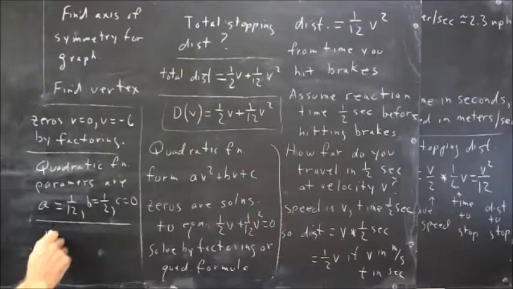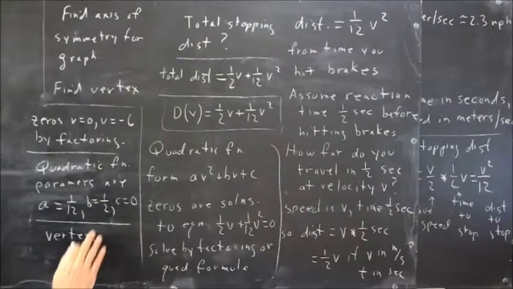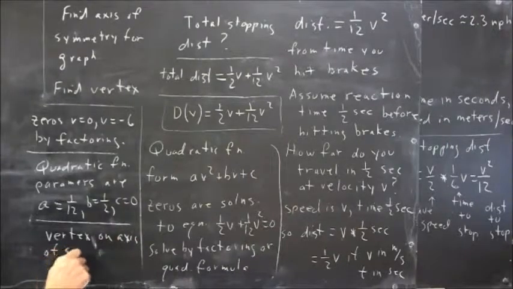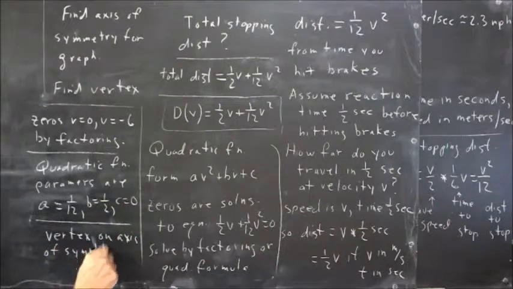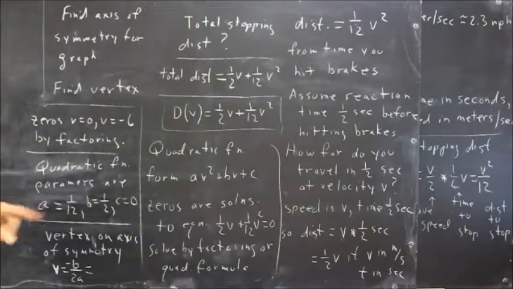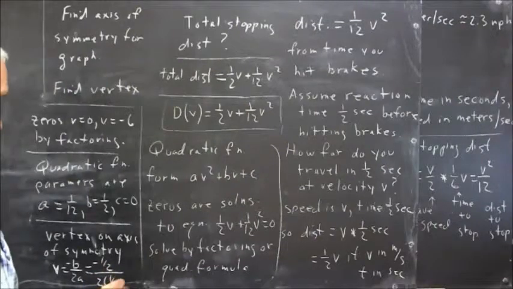The vertex is on the axis of symmetry. X equals V equals -B over 2A, and that's going to be negative of 1/2 over 2 times 1/12, and that equals -3.